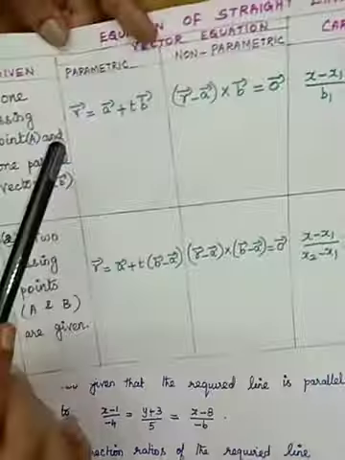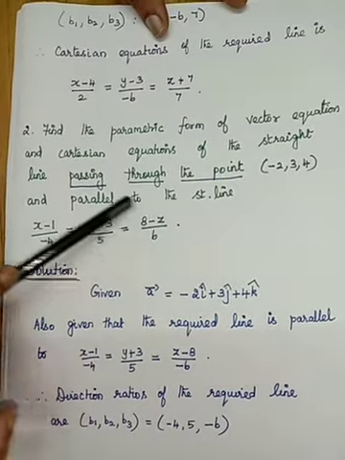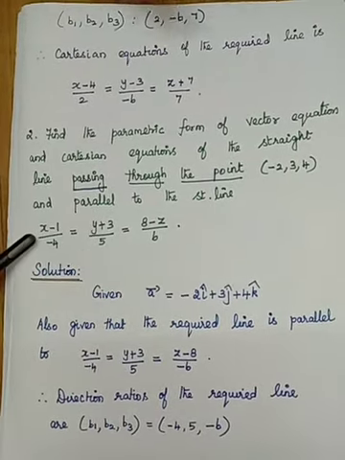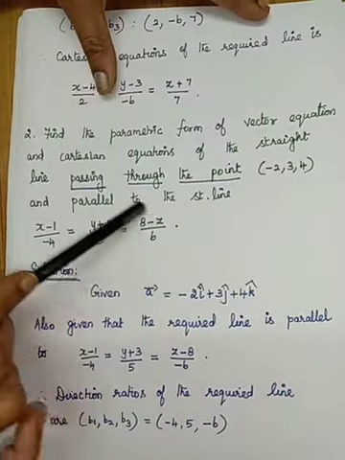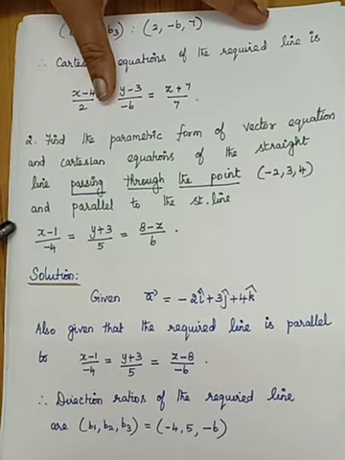Minus 2i cap plus 3j cap plus 4k cap. Okay, and we have to find the b vector. How should the b vector be? It is parallel to the line, but it is not given directly. What is given is a parallel to another straight line. So your required line and this given line are parallel.